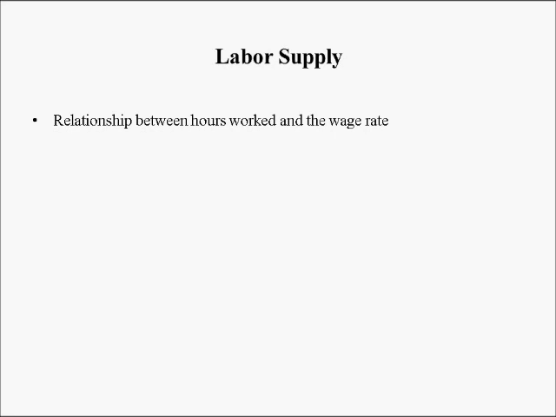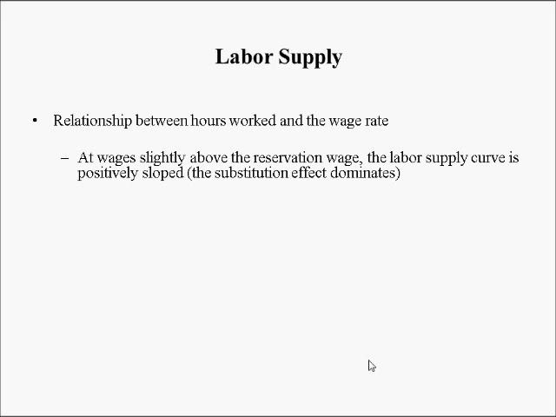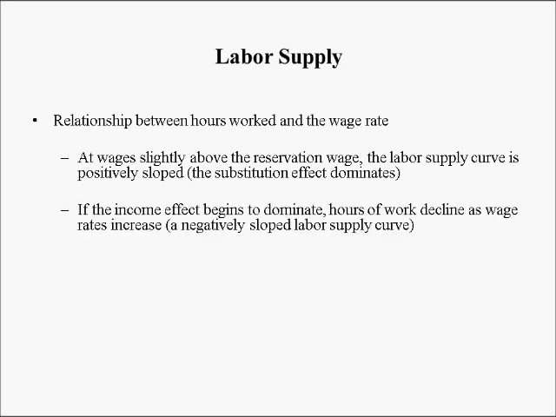The relationship between hours worked and the wage rate is the labor supply curve. At wages slightly above the reservation wage, the labor supply curve is positively sloped because the substitution effect dominates the income effect. If the income effect begins to dominate, hours of work will decline as wage rates increase. So we say the labor supply curve bends backwards.